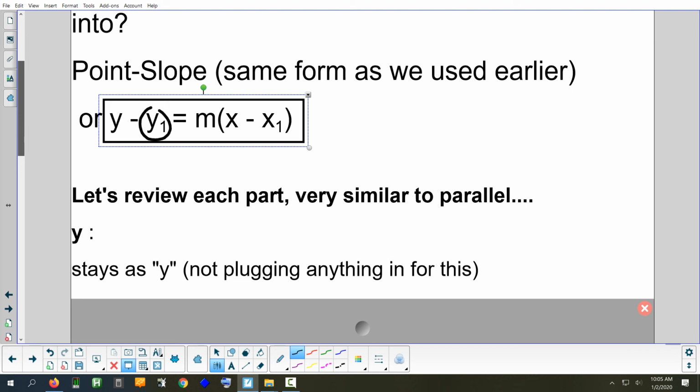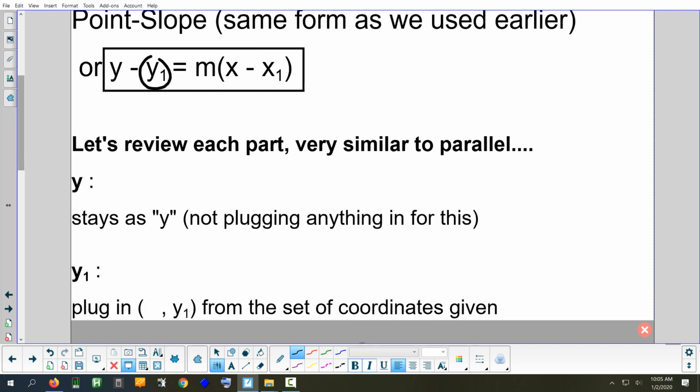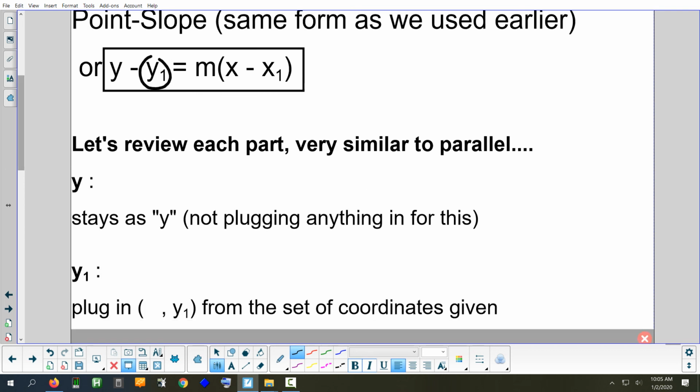Okay, when you have the y1, does that stay the same? Or do you have to put a number in for it? You have to put a number in for it. There's three things you have to put numbers in for. That's one of them. How do you know what number to plug in? Well, in the problem, you look at the coordinate, and the y is always the number after the comma. The y1 is the number after the comma.